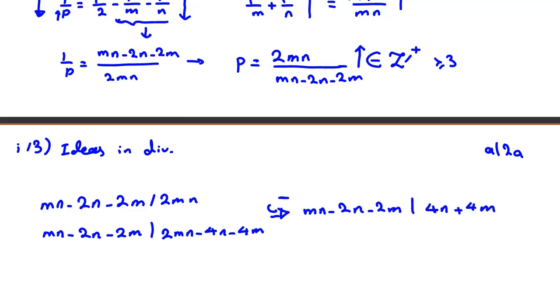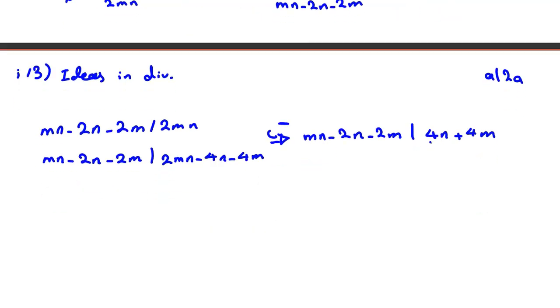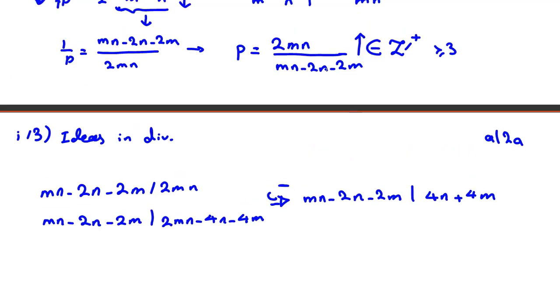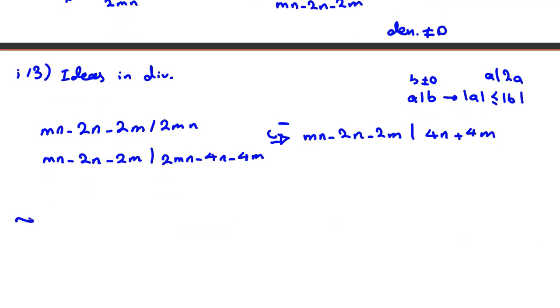Now, we know this part shouldn't be 0, okay? Because it is in the denominator. At the end, we should check that the denominator shouldn't be 0. And we know that if a divides b and b is not 0, then we can conclude the absolute value of a is less than or equal to the absolute value of b. So here we can conclude the absolute value of mn minus 2n minus 2m is less than or equal to the absolute value of 4n plus 4m. Because n and m are positive integers, because they are regular n-gon and m-gon in the problem, here it is 4n plus 4m.